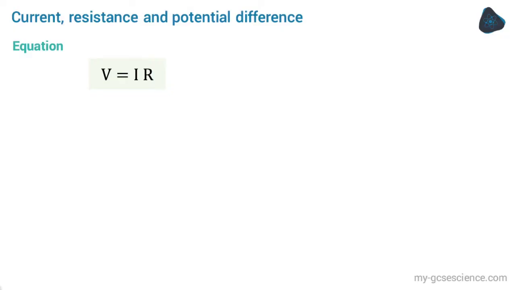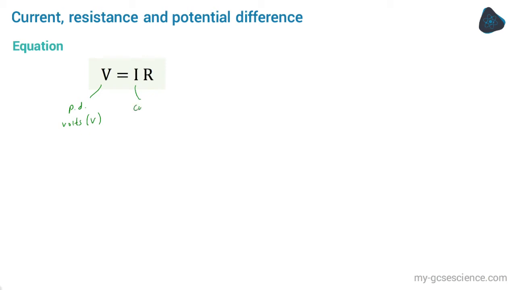Now that we know what potential difference and current are, let's have a look at how these two important quantities are related by something called electrical resistance. Now this is the equation linking V, I and R. V here stands for the potential difference between two points in a circuit. It's measured in volts, capital V.